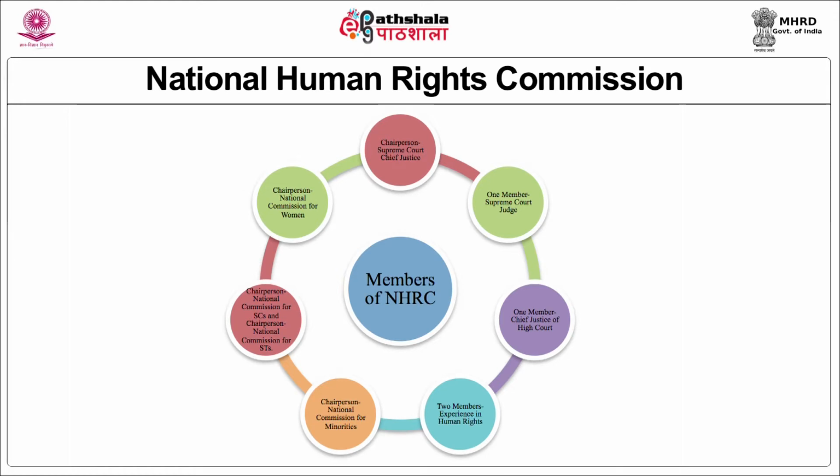These include the chairperson, 4 regular members, and 4 deemed members. For instance, the chairperson of the National Commission for Minorities, National Commission for Women, National Commission for Scheduled Castes, and National Commission for Scheduled Tribes are supposed to work as deemed members of the Commission. These, together with 5 other members, will constitute in all 9 members of the Commission.